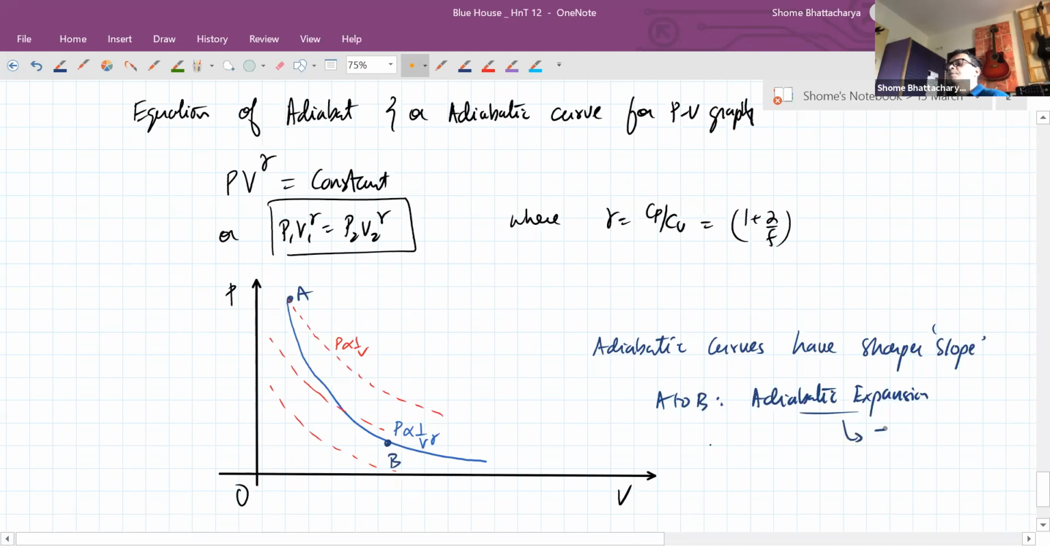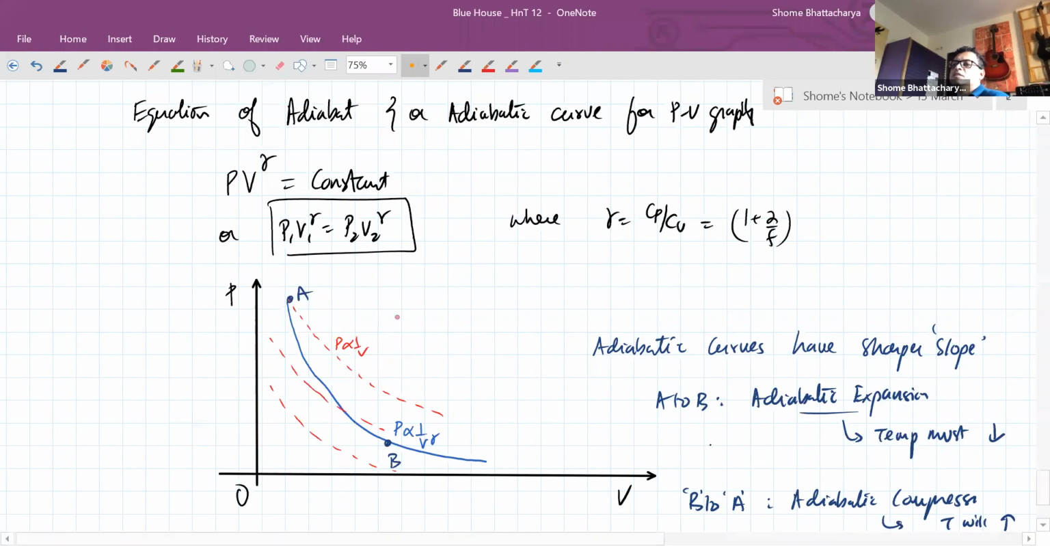Okay. So the temperature should decrease. Whereas if I go from B to A, it's an adiabatic compression. So the temperature will tend to increase. That is why you can see that this isotherm, suppose, is at T1. This isotherm is at T2. You can see T1 is greater than T2. So the slope of the adiabatic curve is always such that expansion results in cooling and compression results in heating, something that we just saw above.